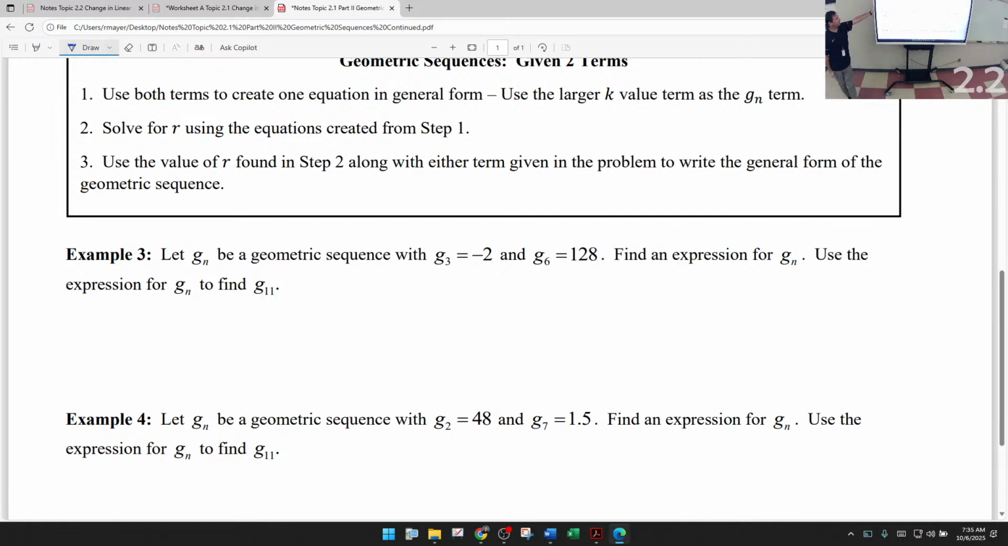So use both terms to create one equation. We got g of 3 is -2, and g of 6 is 128. And we know that g of n is equal to g of k times r to the n minus k. So what I'm going to do is make this equation right here. So g of 3 is -2, r to the n plus 2.